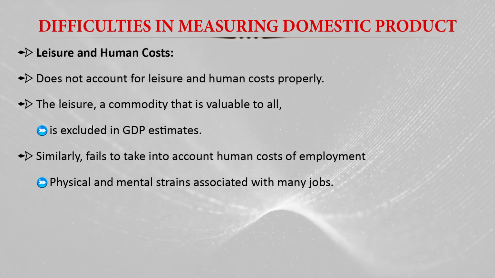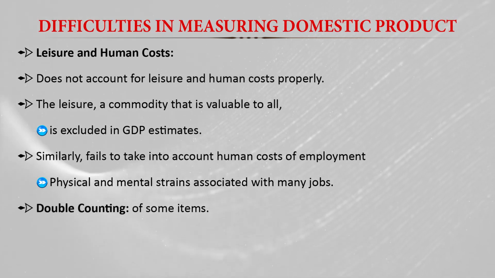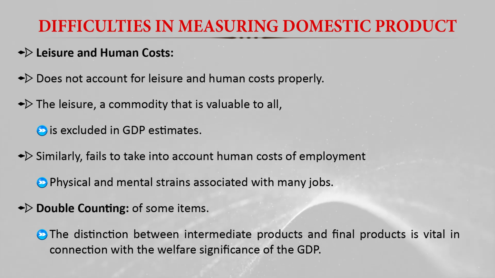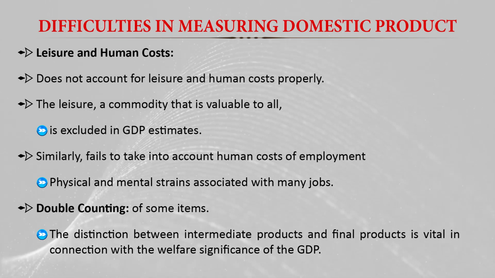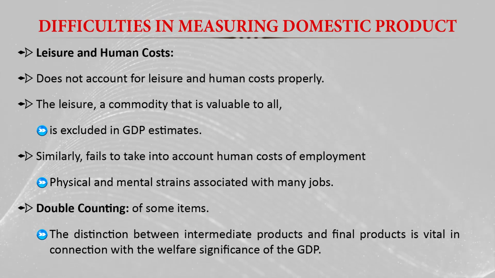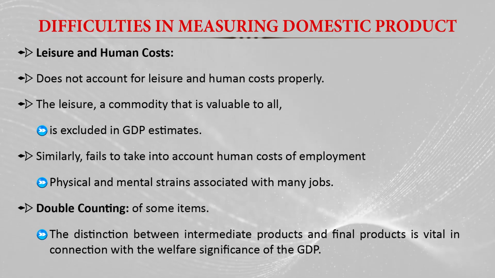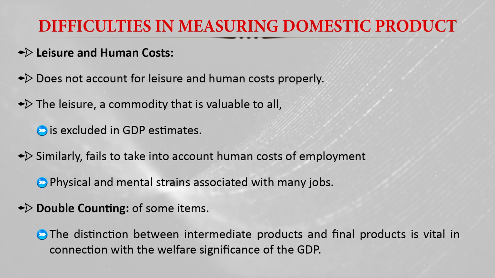And sometimes we find another problem, which is the double accounting of some items, like the distinction between intermediate products and final products, which is vital in connection with the welfare significance of the GDP. In that process, it is sometimes very difficult to make a clear-cut distinction between the intermediate product and the final product, and sometimes they are counted double in national product accounting.